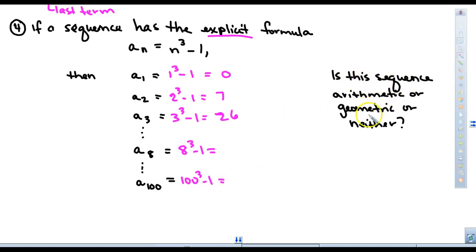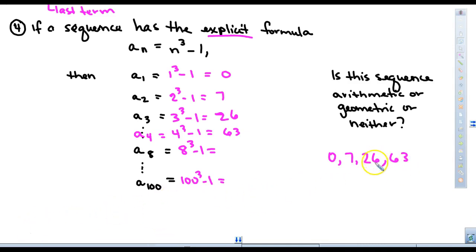Is this sequence arithmetic, geometric, or neither? Well, look at these terms right here. Those terms are 0, 7, 26. I didn't find the fourth term, but I could easily find it by doing 4 cubed minus 1, which is 63.